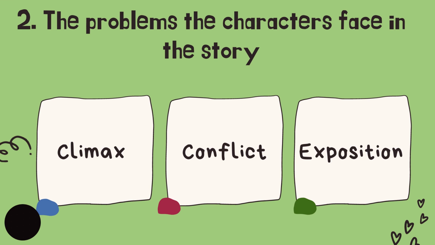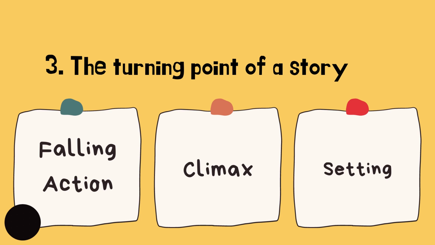Number two. The problems the characters face in the story is called what? Is it the climax, conflict, or exposition? Okay, so the correct answer is conflict. And we will learn about the types of conflict later as we go to the other slide. Number three, the turning point of a story is called what? Falling action, climax, or setting. So keywords are turning point of a story. We call that the climax, okay?